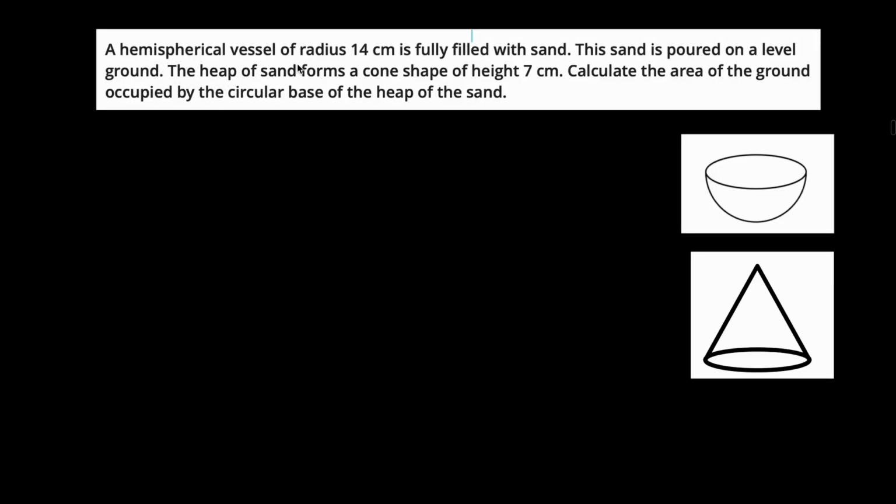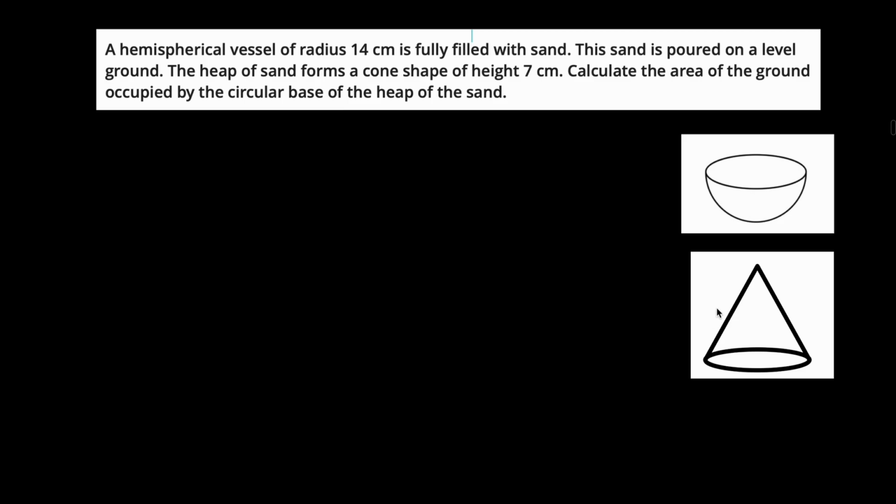We are going to the third sum. A hemispherical vessel of radius 14 centimeter is fully filled with sand. This sand is poured on a level ground. The heap of sand forms a cone shape of height 7 centimeter. Calculate the area of the ground occupied by the circular base of the heap of the sand.